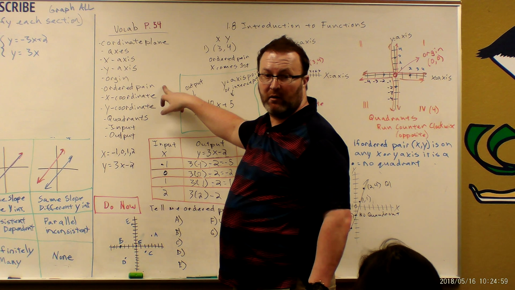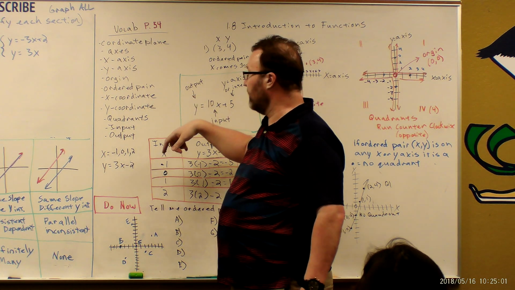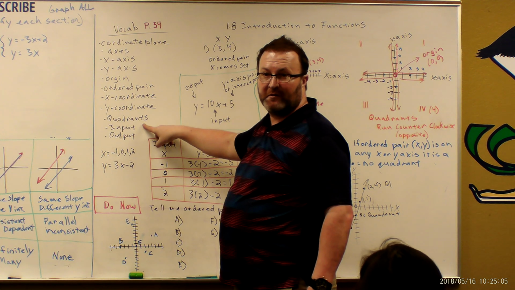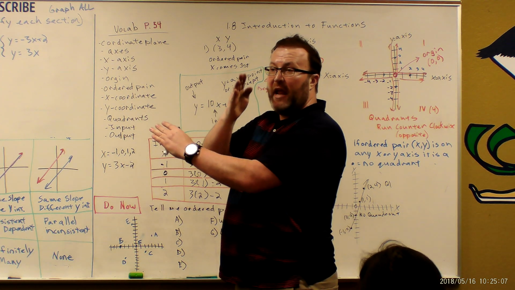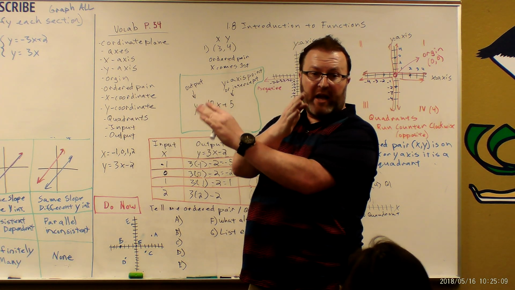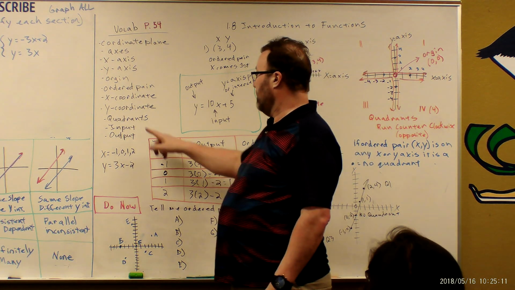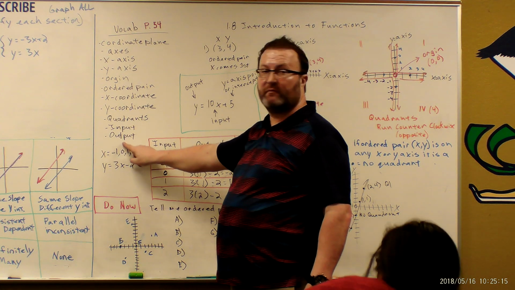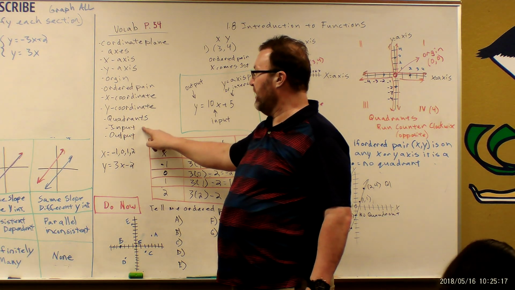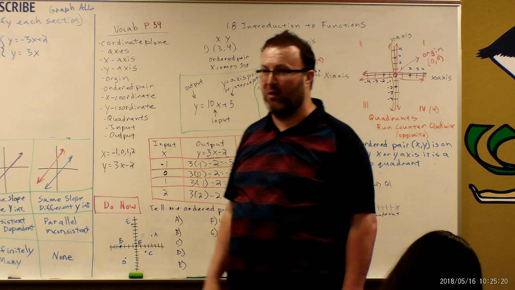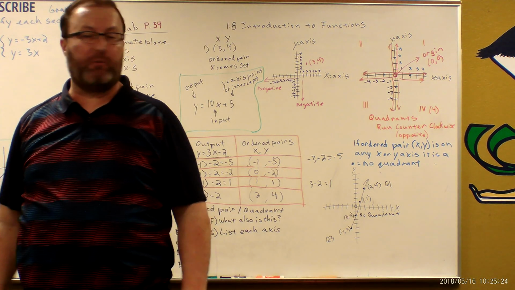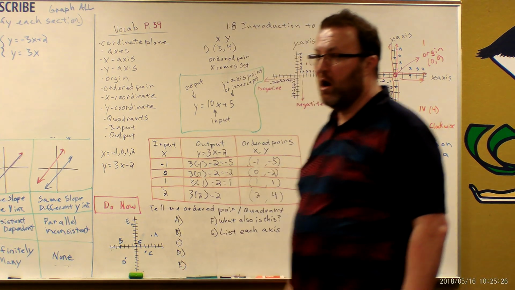What's an ordered pair? x, y. What comes first? x. Yes. What are quadrants? A graph is broken up into 4 spots, right? And it goes counterclockwise. What's input? Output's the answer. Input's what you're trying to solve. So, what you have to put in to solve it, and then output comes out. Output is the answer.